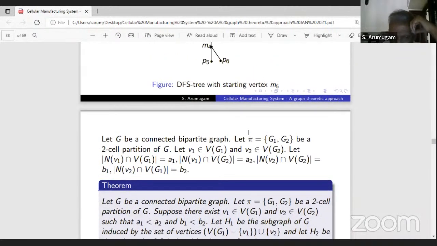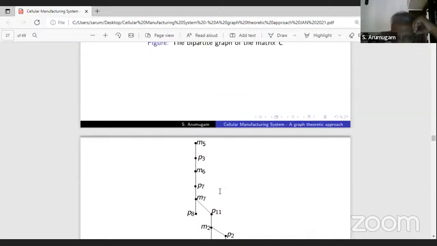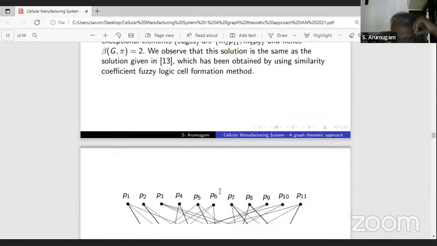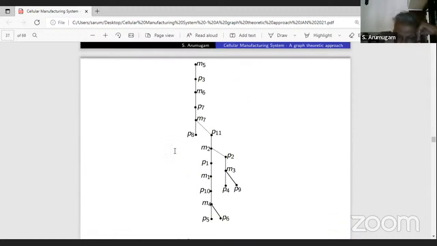Now you go back. I am removing P11, M2. Look at the original graph. Remove P11, M2. This is how I am removing. But you see, this is not a disconnected graph. So you must understand a little carefully. Disconnected comes only from the tree.